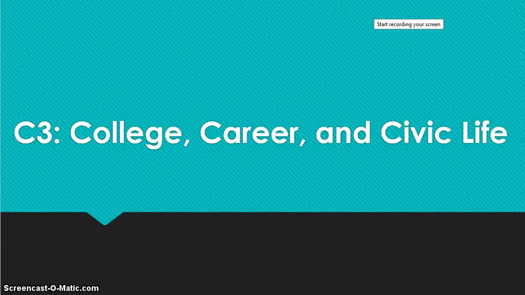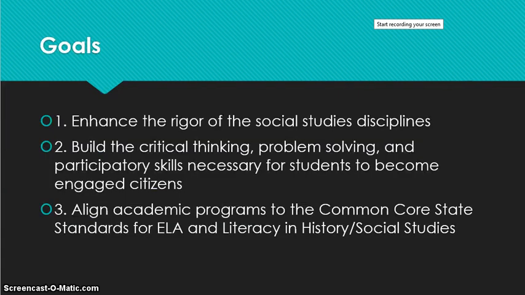All right, I'm here today to talk to you a little bit about the C3 framework: college, career, and civic life. So first thing we're going to look at is some of the main goals of the C3 framework. Some of you might not be familiar with it at all, so we want to make sure we know about the goals first. The first one is to enhance the rigor of the social studies disciplines.